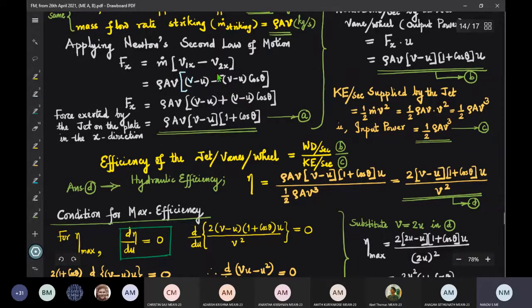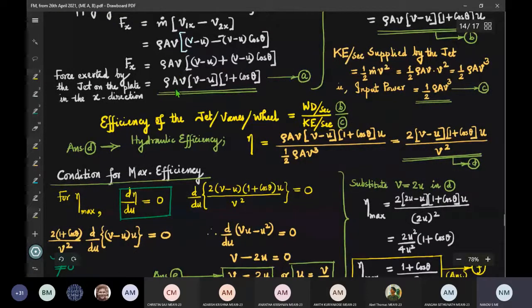Please do remember this negative sign, because that gives all the advantage: minus of minus will become plus, and the change in velocity has increased. That will give rise to a situation where the hydrodynamic thrust will increase. So rho A V into V minus u plus V minus u cos theta. So V minus u can be taken out: rho A V into V minus u into 1 plus cos theta. This is the expression for the force exerted by the jet on the plate in the x direction.